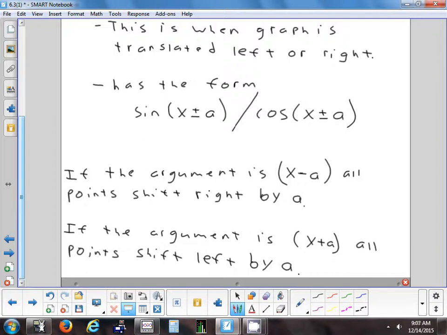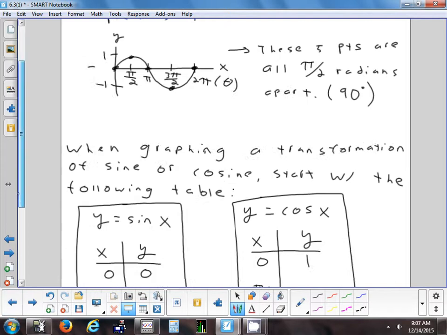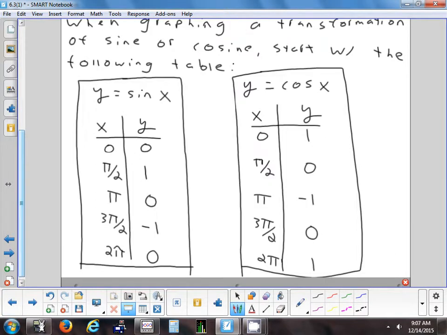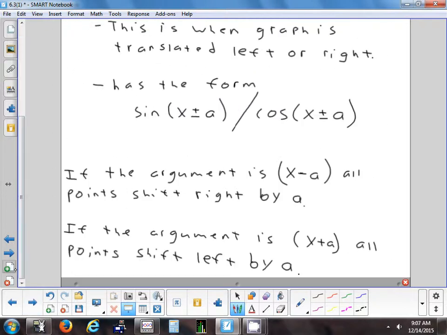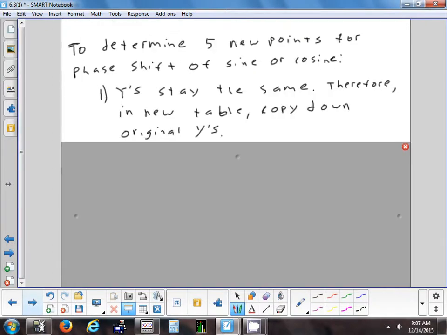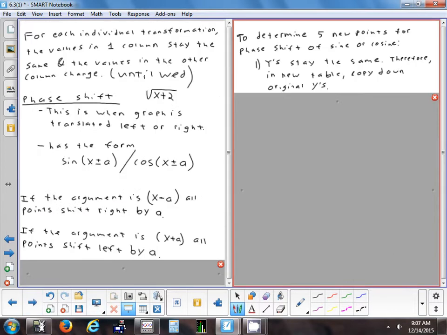All right, so with a phase shift, if we're going to move things left and right, which one of these columns isn't affected at all? Y. Yeah, the y's. Okay, so for phase shift, you're not going to have to mess around with the y values. Okay, just the x's.